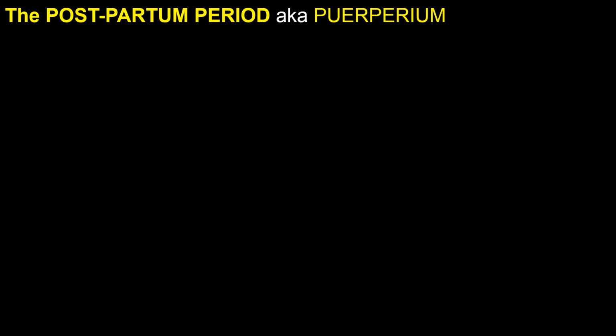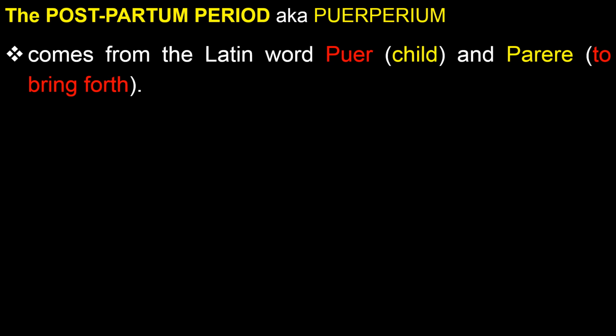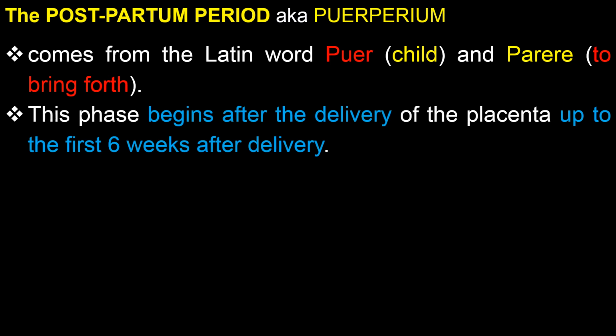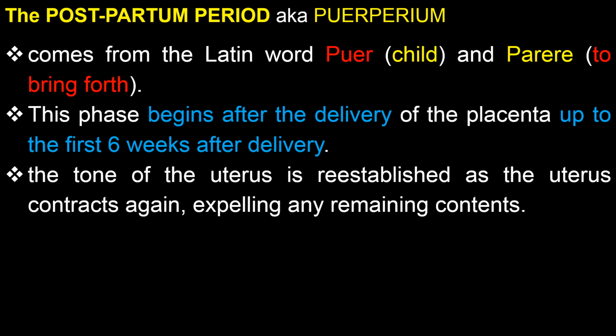Before we proceed any further with our discussion, let us first define what postpartum period is. Now, postpartum is also known as the stage of puerperium, and it comes from the Latin word puer, which means child, and parere, or to bring forth. So this simply means that in the postpartum period, it is to bring forth a child. This phase begins after the delivery of the placenta and up to the first 6 weeks after delivery. And the tone of the uterus is reestablished as the uterus contracts again, expelling any remaining content.